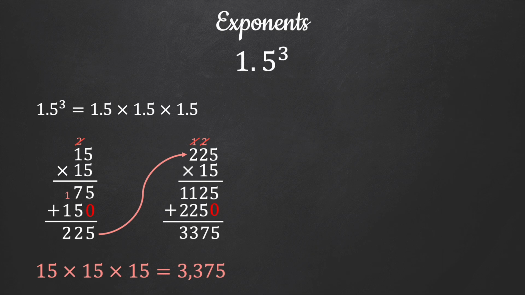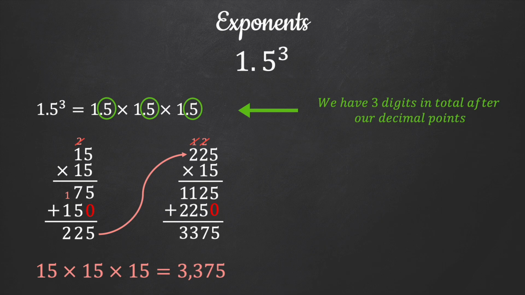So that means that 15 times 15 times 15 is equal to 3,375. Now let's go back and revisit 1 and 5/10 cubed. Now we know that's equivalent to 1 and 5/10 times 1 and 5/10 times 1 and 5/10. So the first thing we're going to do is see how many digits we have in total after our decimals. So here we have 1, 2, 3. So we have 3 digits in total after our decimal points.